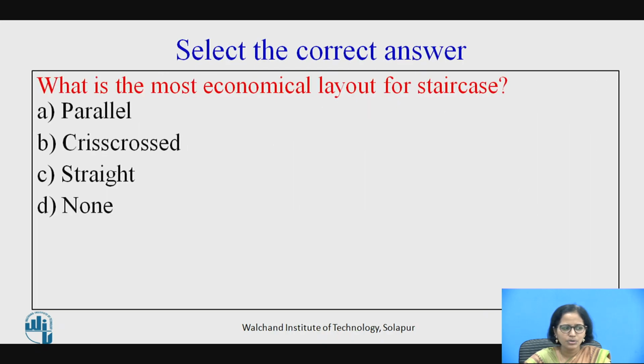So these are the MCQs. What is the most economical layout for the staircase? Let's see what is the right option for that. Yes, straight is the right option.